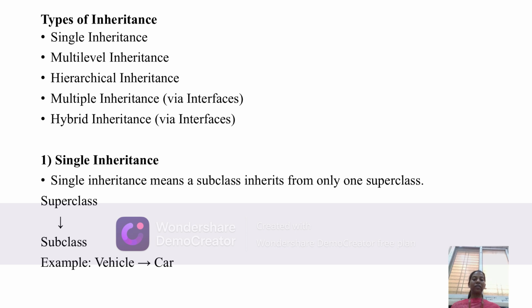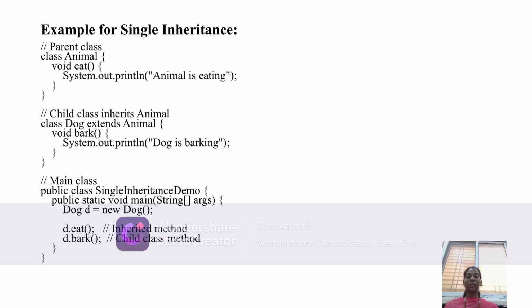First is single inheritance. Single inheritance means only one subclass is inherited from one superclass. Here we can see the example of Vehicle and Car. Vehicle is the superclass and Car is the subclass. Next, here we can see the example of the Animal class. It is a parent class and Dog is the child class inheriting the characteristics from the Animal class.